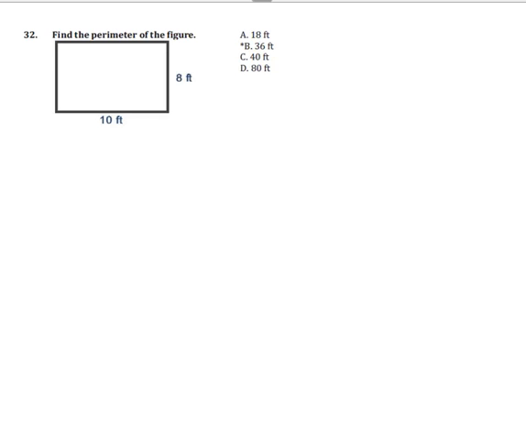Item number 32. Find the perimeter of the figure. Well, the figure is a rectangle. So the perimeter of a rectangle is 2 times the length plus 2 times the width. And with any figure, if you want to find the perimeter, you can add the lengths of all the sides. So since this is a rectangle, the opposite sides will have the same length. And we're assuming it's a rectangle. We don't know for sure that these are right angles. It could be a parallelogram, but the opposite sides are going to have the same length. And the perimeter will be twice the length and twice the width.